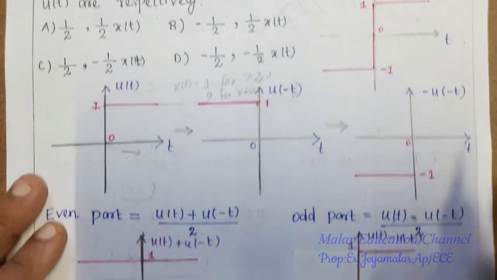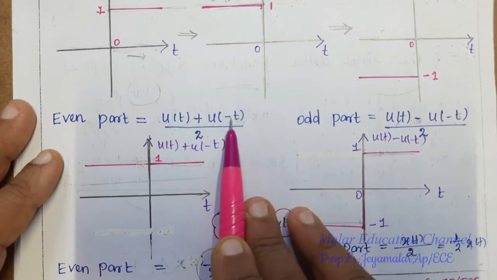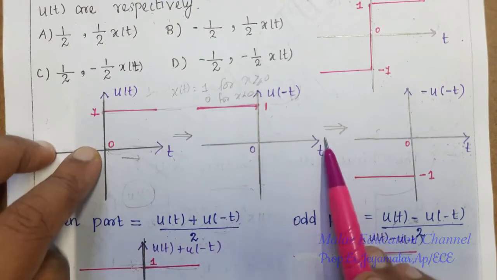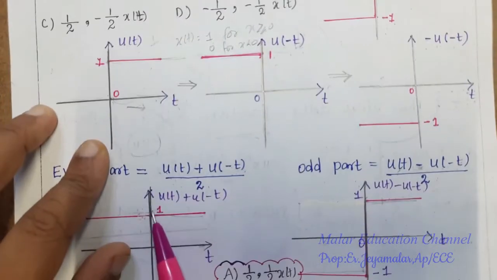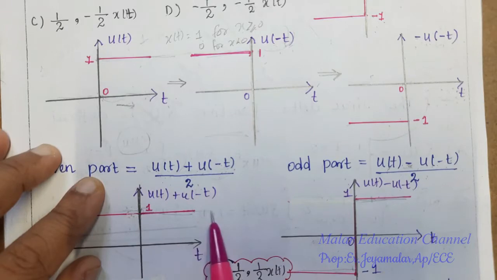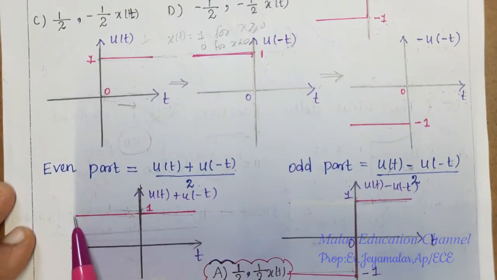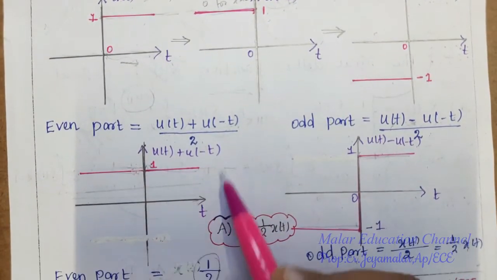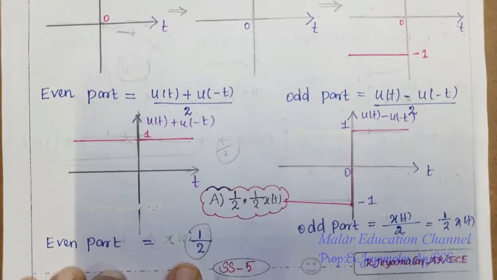Now substitute into the formula. For the even part, u of t and u of minus t are both added and divided by 2, isn't it? So here, this is the u of t function and this is the u of minus t function; both are added. Here, see 0. Here the amplitude is 1. For the positive direction, the value is 1 throughout. Likewise for the left side, the amplitude is 1. Then divided by 2. This is the even part, so its amplitude is 1 divided by 2, that is 1 by 2. This is for the even part.